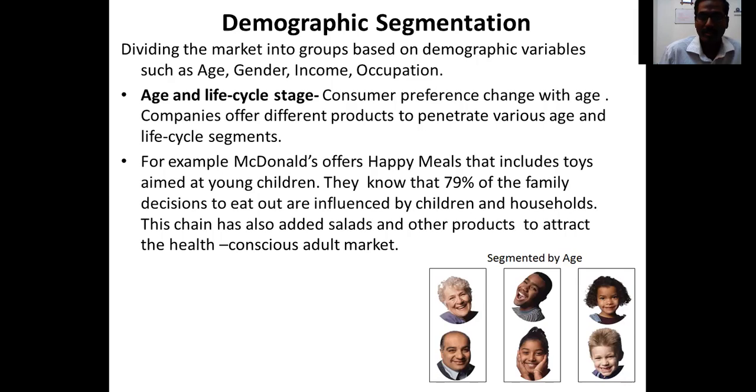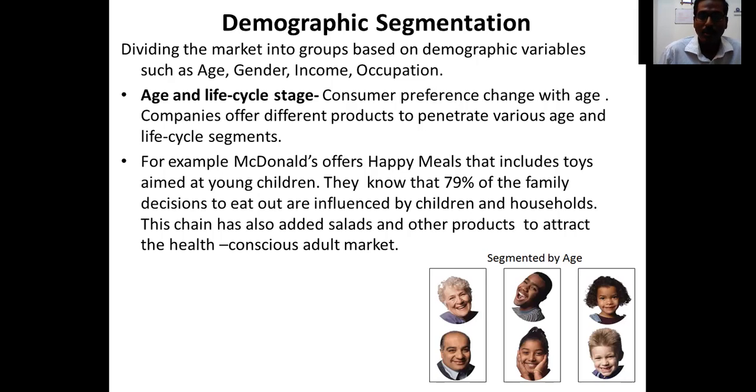Consumers' preferences change with age. So companies offer different products to penetrate various age and life cycles. Say, for instance, companies like Nestle have various things for small kids. They have cereals. So when they grow up like adults, they attract them using Maggie noodles. And Maggie is under the brand Nestle. So they have noodles and all those things for the youngsters and teenagers.